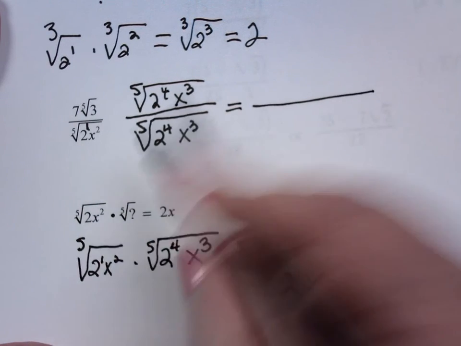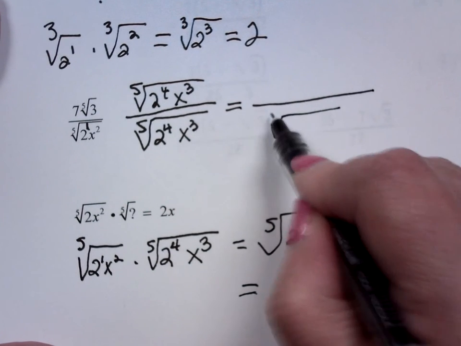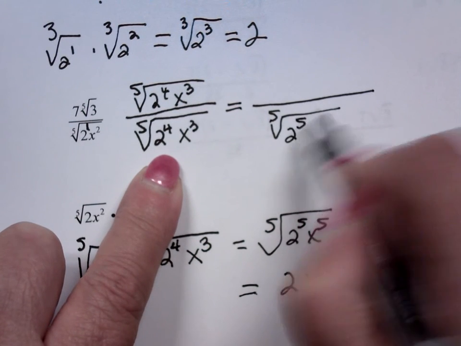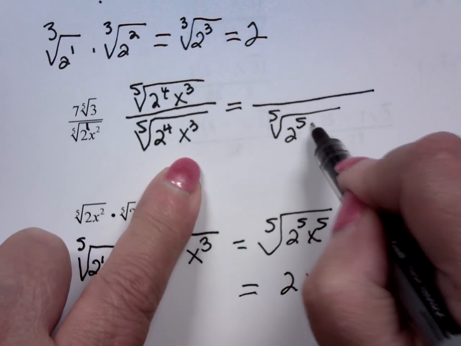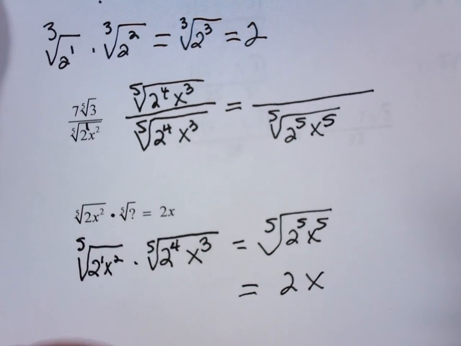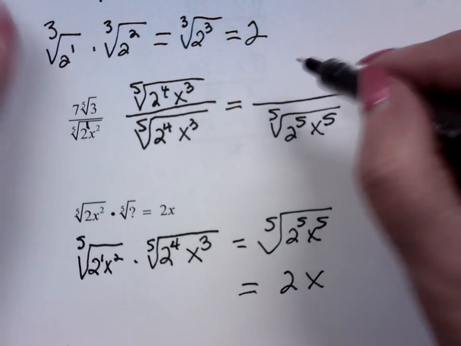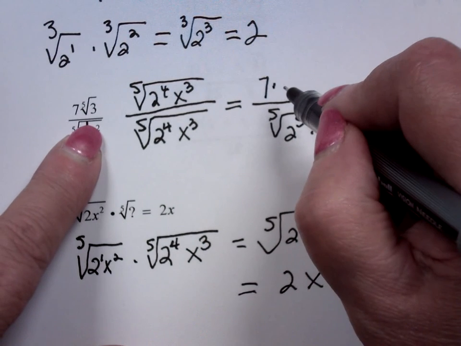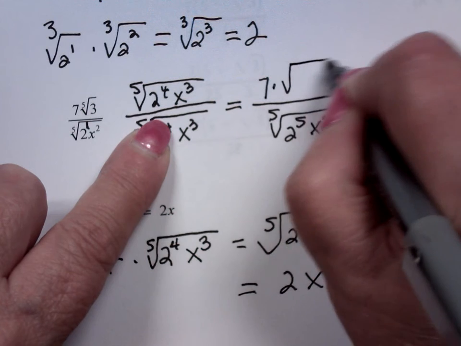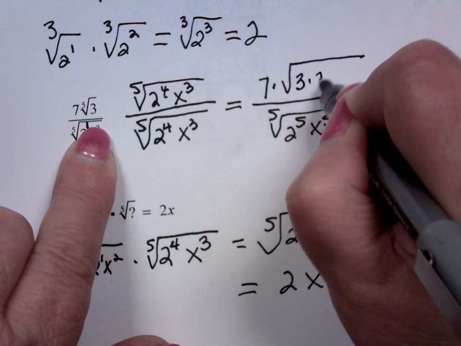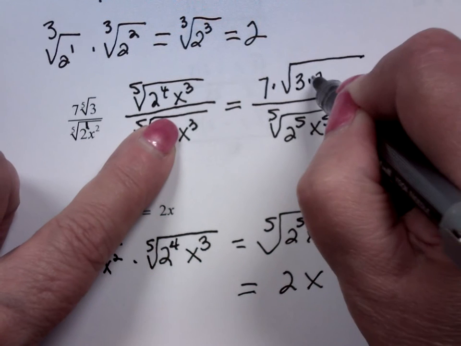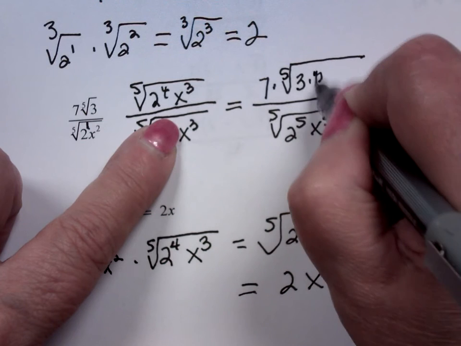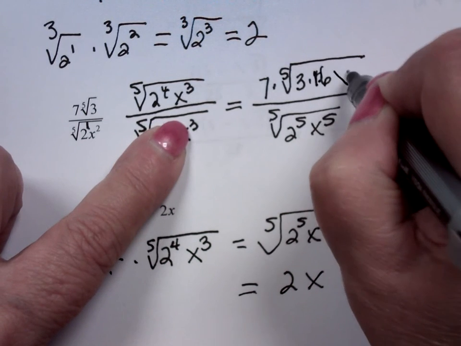Denominator is easy if I've done it correctly. 2 to the 1 times 2 to the 4 is 2 to the 5. X to the 2 times x to the 3 is x to the 5. That's going to kill that denominator. In the numerator, I have 7 times the 5th root of 3 times everybody here. So it's going to be 3 times 2 to the 4th. What's 2 to the 4th? 2 to the 4th is 16 times x cubed.